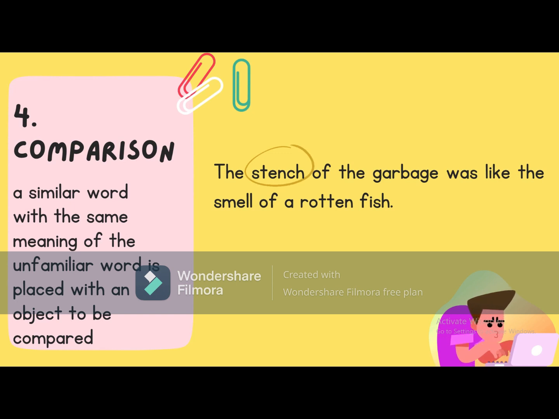Next we have comparison. A similar word with the same meaning of the unfamiliar word is placed with an object to be compared. So by reading the sentence, we can find the word like. We compare the unfamiliar word to something that is very familiar to us, like the word stench. By reading the sentence, we can easily identify that the meaning of stench is something that is smelly or mabaho.